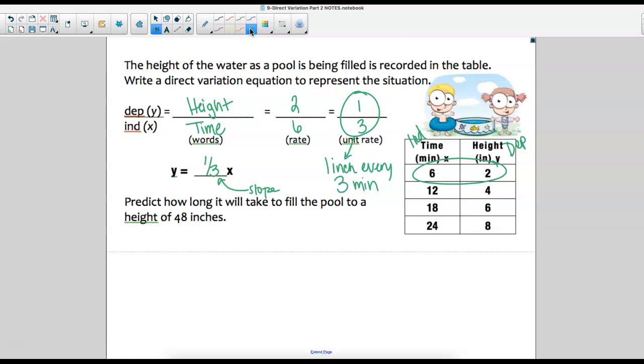If it takes 8 minutes to get to 24 inches, how long do you think it's going to take to get to 48 inches? 16. Because this is direct variation, we can just double this, right? Because it's going to keep going at a constant rate. Unless you run out of water or something, or the hose gets kinked, then it's not going constant anymore. But we're going to hope that the water stays on, we don't run out of water, there's no kinks in the hose, it's just going to keep filling at that same rate. Questions there?